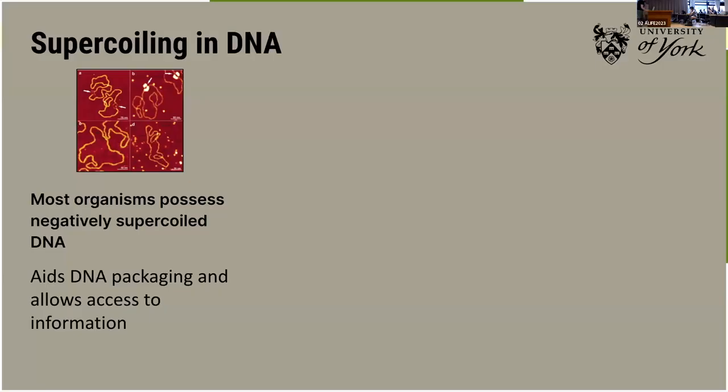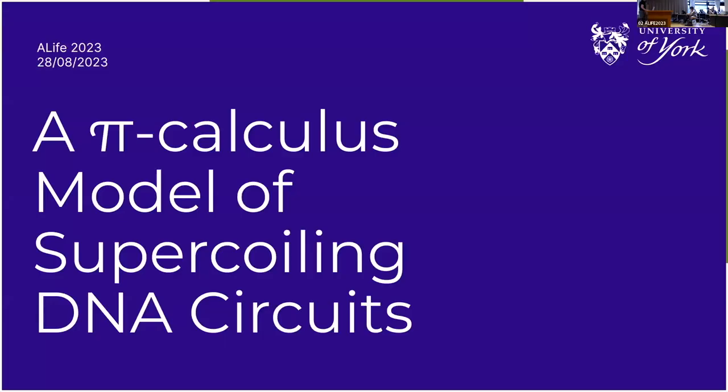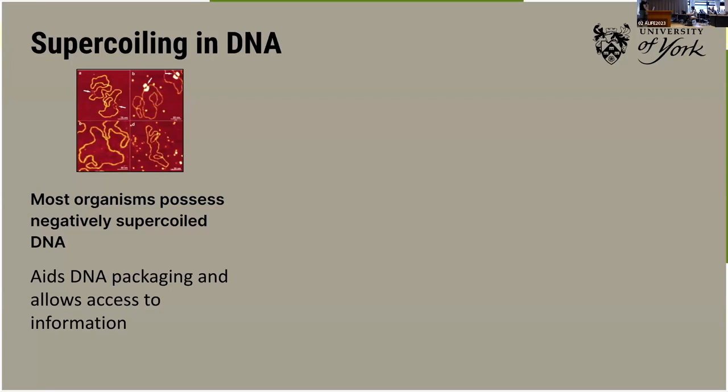So I'm going to be talking to you about a pi calculus model of supercoiling in DNA circuits, because DNA circuits will supercoil, or they have supercoiling. It's an unavoidable part of DNA that currently is a little bit ignored in a lot of the modeling. So what is supercoiling in DNA?